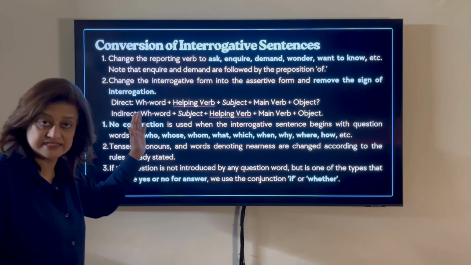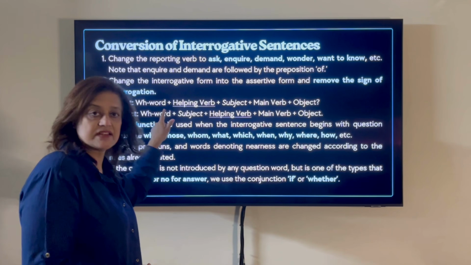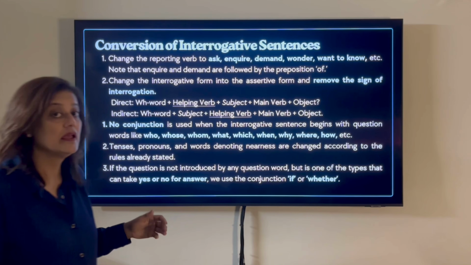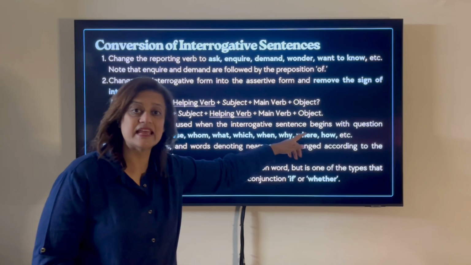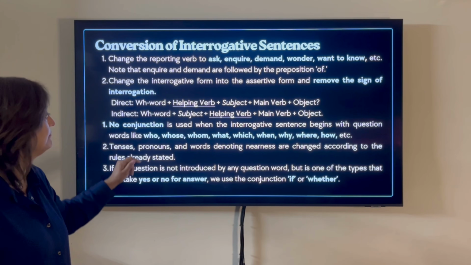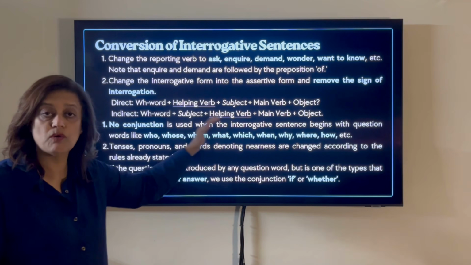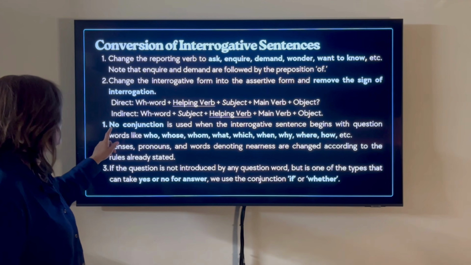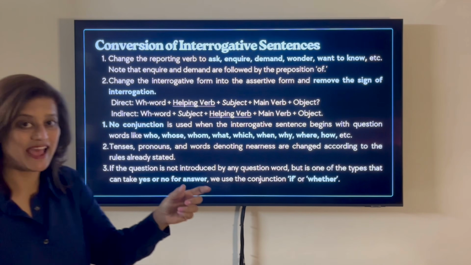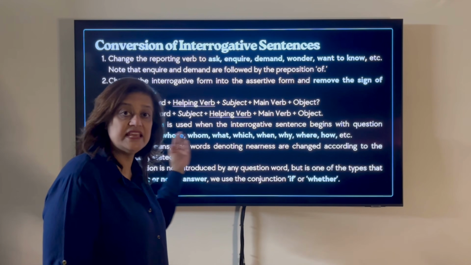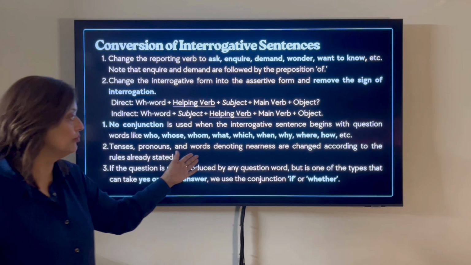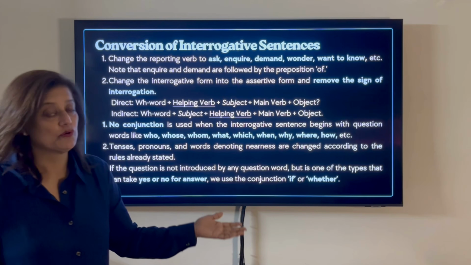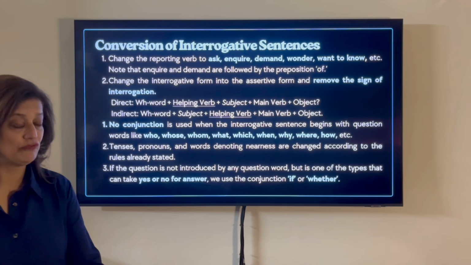Now, when we write a question, an interrogative sentence, we start with a WH word followed by helping verb, subject, main verb and object. Changing it to indirect speech, we have to make a statement. WH word will remain the same. Helping verb and subject will swap their positions. Then comes main verb, object and a full stop. No conjunction is used, that is that, when the question is beginning with these WH words: who, whose, whom, what, which, when, why, where and how. Tenses and pronouns will change as we have studied so far.